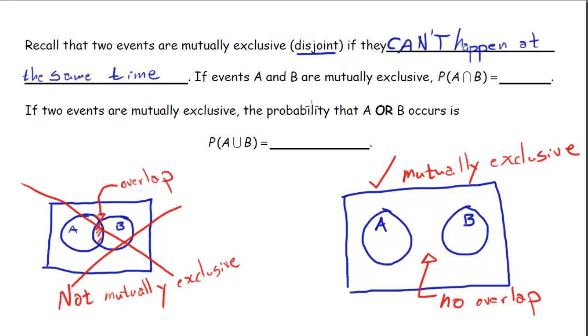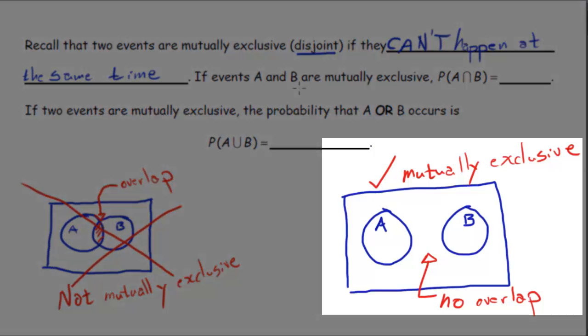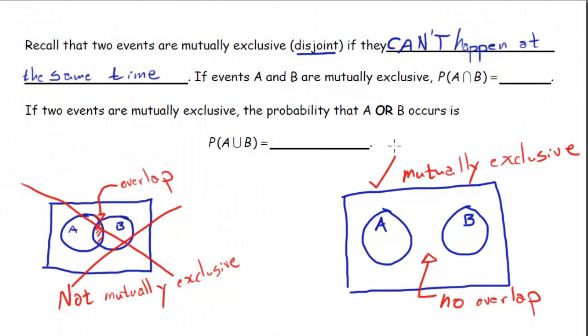So if two events are mutually exclusive, so I'm on this case over here on the right where we're completely separate, what's the probability of A happening and B happening? These can't happen at the same time because they are completely separate. Well, that would be impossible. So we represent that with a probability of 0.